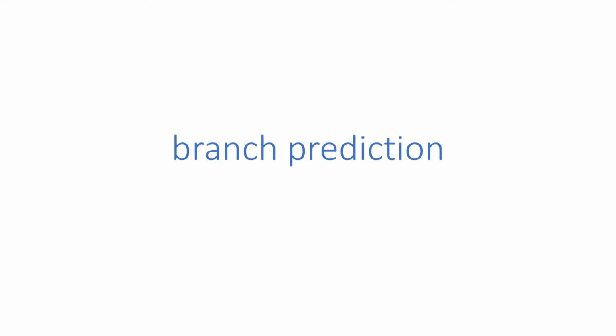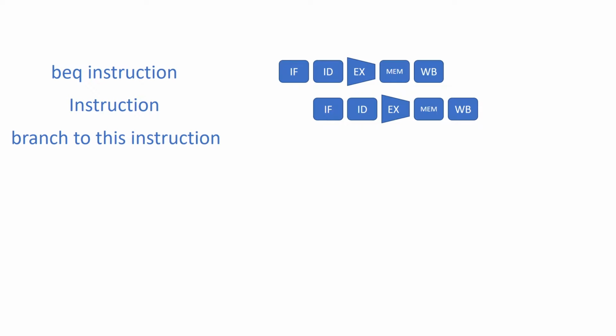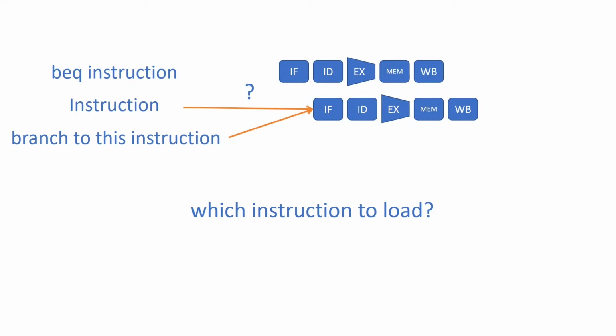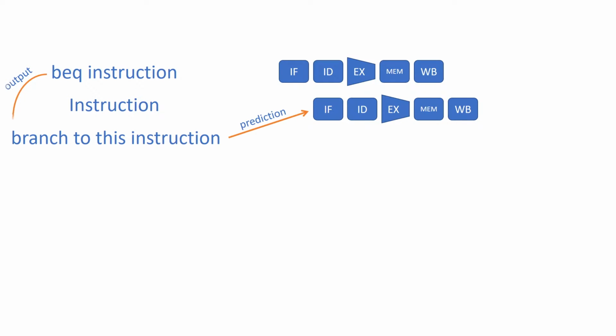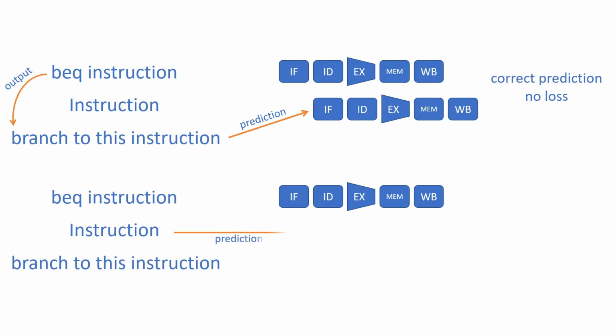I'll discuss a paper on branch prediction using Perceptron. So let's start with branch prediction. Branch prediction is a method of resolving a branch hazard. It predicts whether the branch is taken or not taken. If it correctly predicts the outcome of a branch, then there will be no loss in execution cycles. In case of a wrong prediction, a stall is introduced into the pipeline.